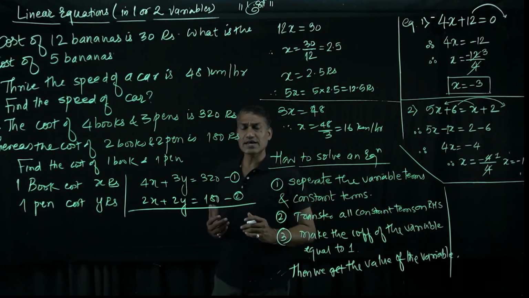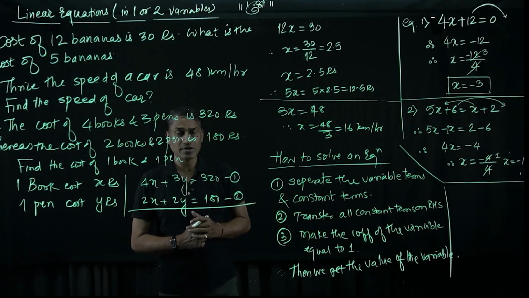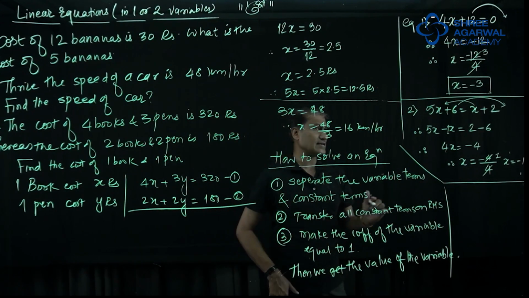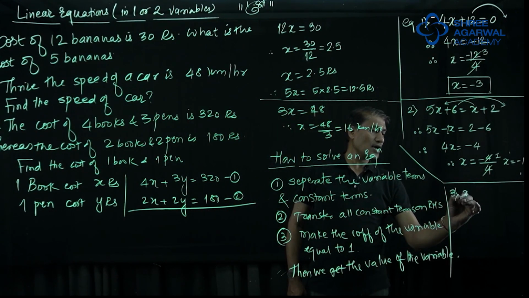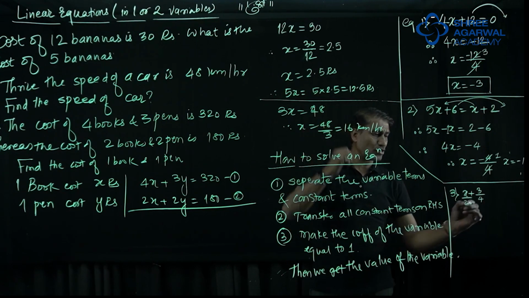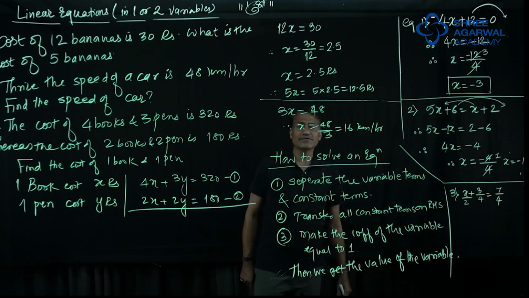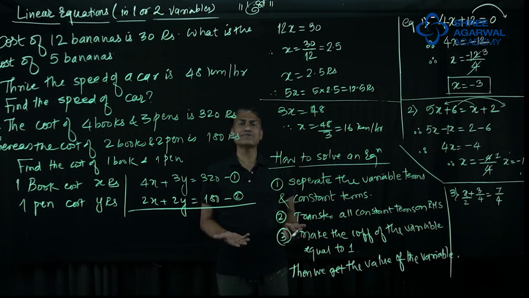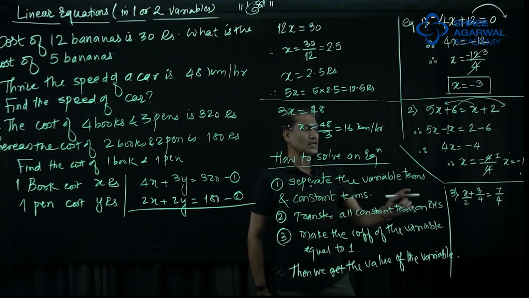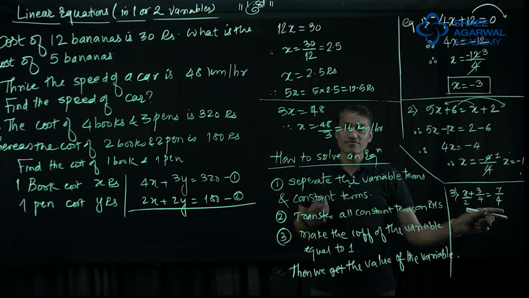Sometimes in equations there are fractions. So how to do that? Let us see another example. x upon 2 plus 3 upon 4 is equal to 7 upon 4. Now if we want to solve this, again we will have to follow the same steps. First of all, these are the two constant terms. Transfer all the constant terms to the right hand side.